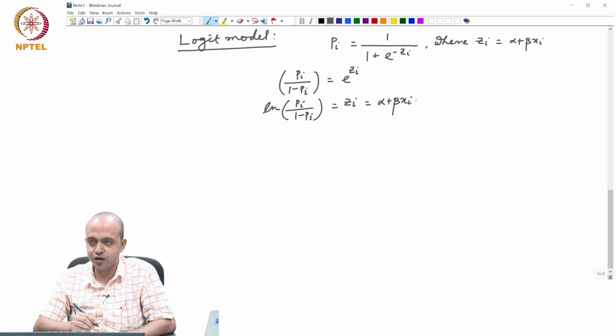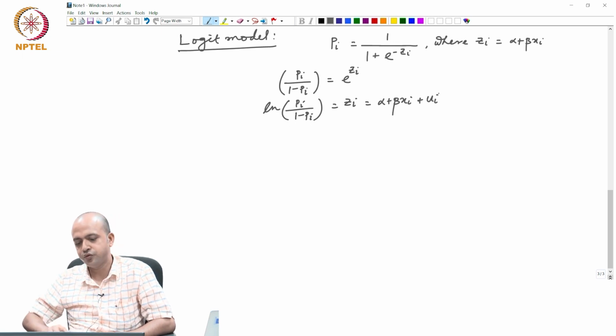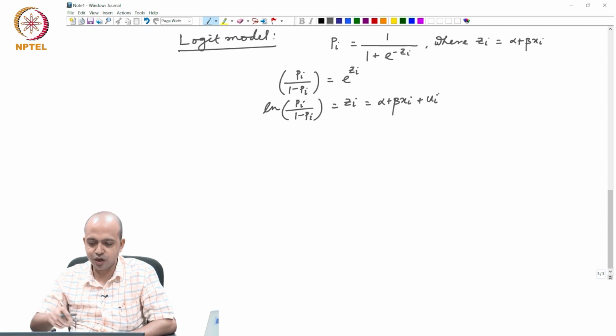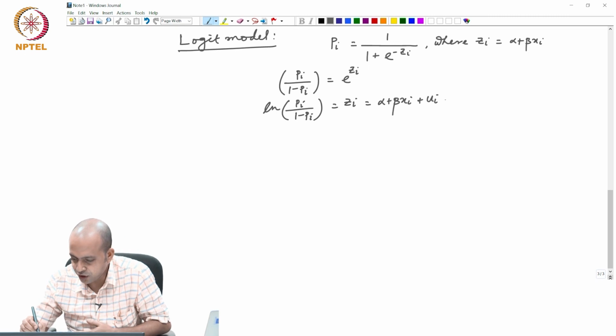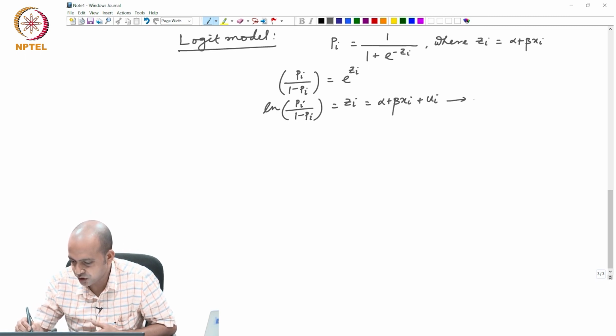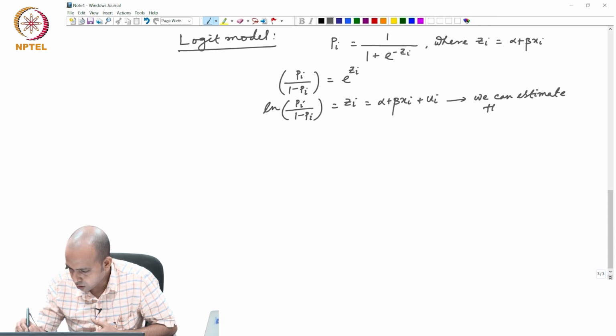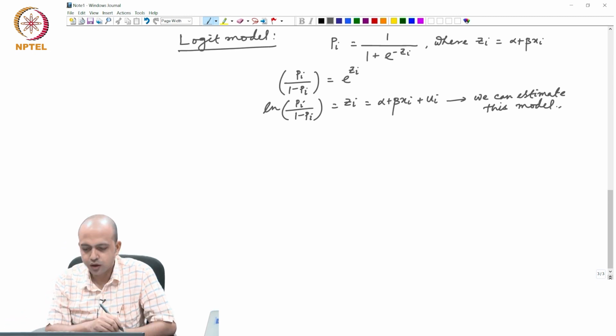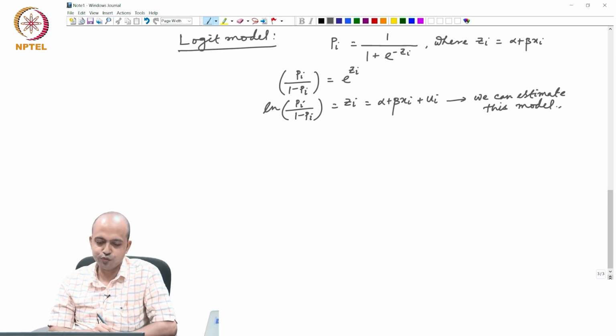So, you can add the error term here, and that is basically the estimable function. This mathematical model you can convert into a statistical one by adding the error term, and this particular specification you can now estimate.